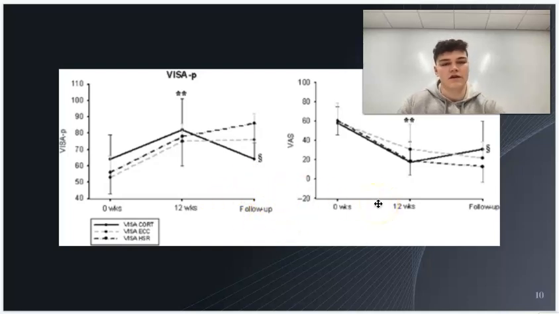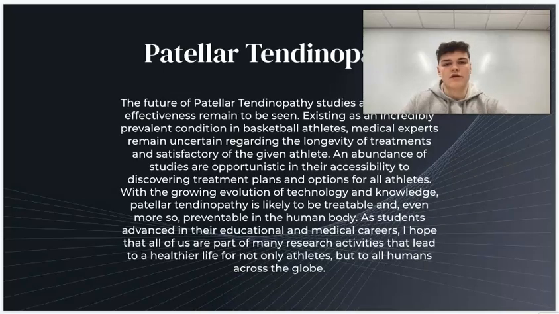And then the visual analog scale also indicated some interesting results. They showed improvement in all three of the groups, but the injections, once again, after a 6-month follow-up, would show a decline, or rather an increase in pain after 6 months, whereas the eccentric and HSR groups maintained themselves pretty well. So patellar tendinopathy is an ongoing study that doesn't have too many answers right now.